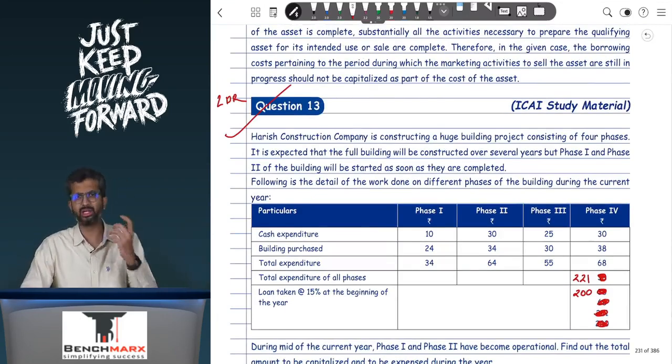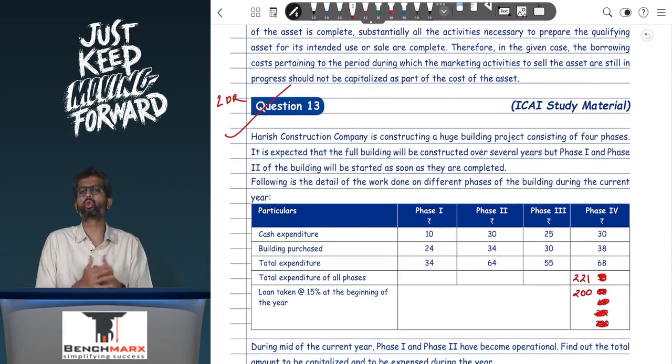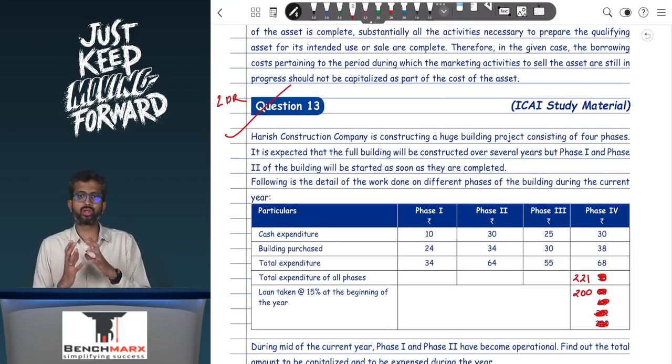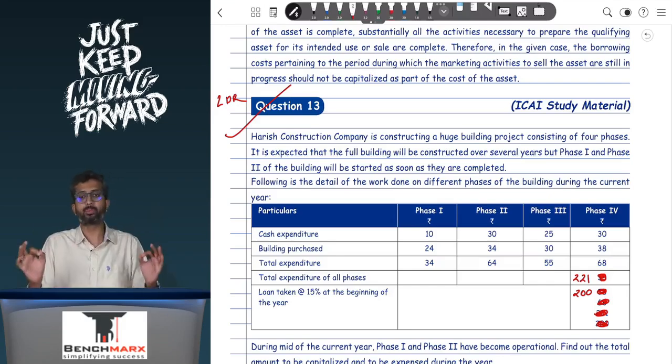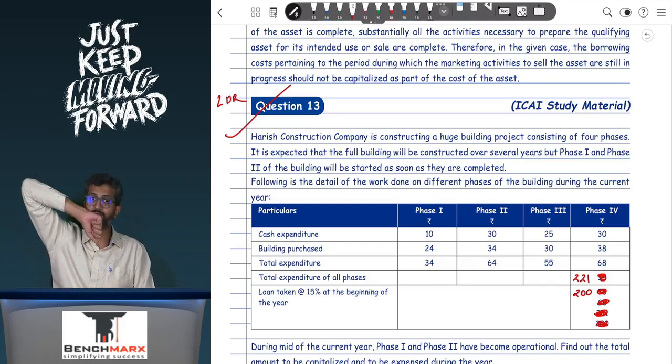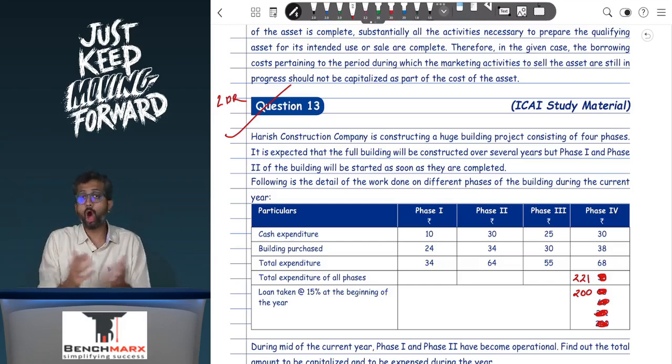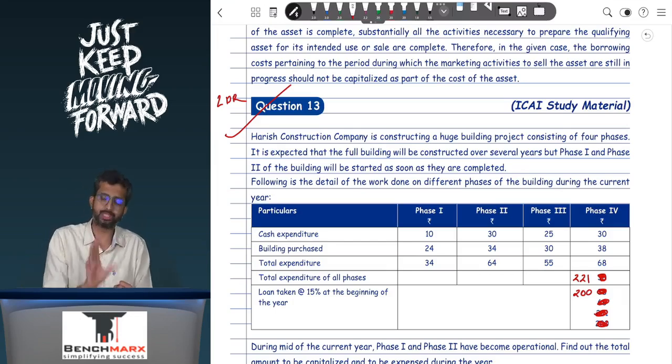Now 13 is a little interesting question. This is similar to question number 2, 3, 7 and 8. But in almost all of these questions, if your loan was, let's say, 580, your expenditure was also 580. But is it possible that your loan, for example, is 580, but you end up making an expenditure of more than that? In which case, how much will you capitalize? Well, whatever be your expenditure, your capitalization will be based on how much interest you are actually paying.